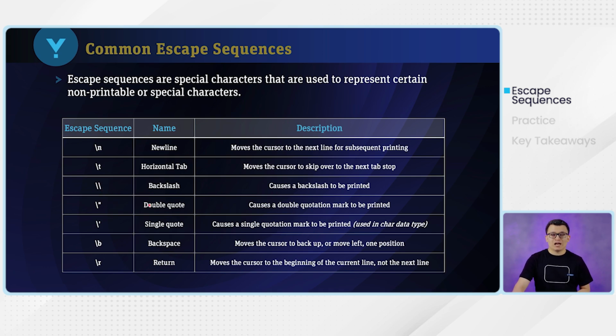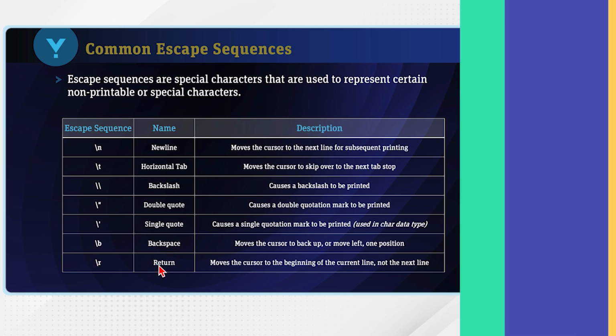And to get the double quote, we will add the double quote character after the backslash. And for the single quote, you have two options. You could use this escape sequence, or you could just use the single quote character itself. Either one will get you the single quote. And if you add the b character after backslash, it means that it is the backspace character. And if you add the r character after the backslash, it means that it is the return character.